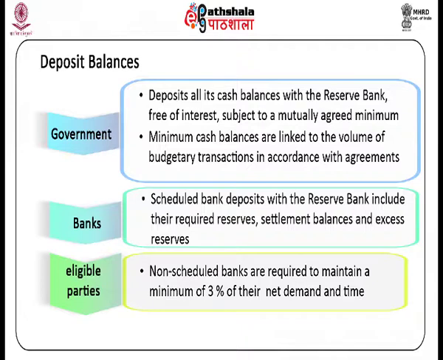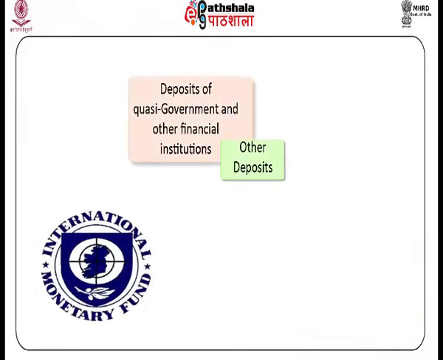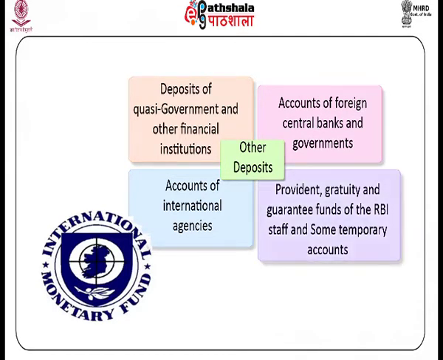Other deposits comprise, mainly, deposits of quasi-government and other financial institutions including primary dealers, accounts of foreign central banks and governments, accounts of international agencies such as the International Monetary Fund, IMF, etc., provident, gratuity, and guarantee funds of the RBI staff, and some temporary accounts.